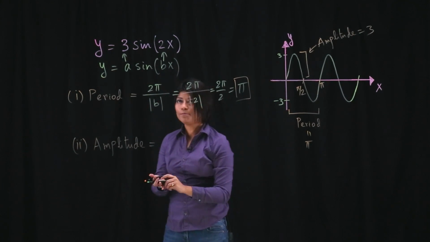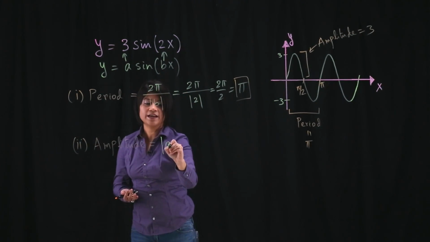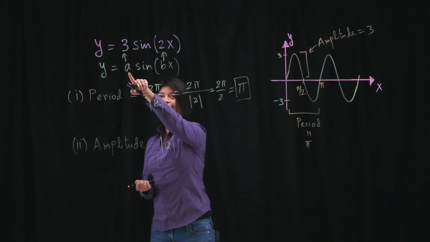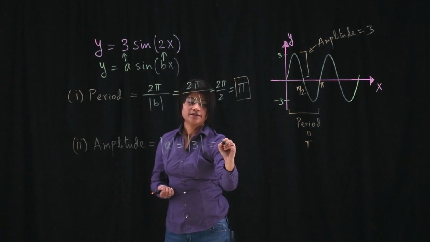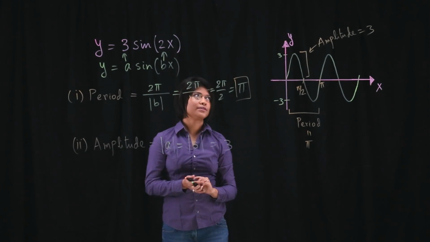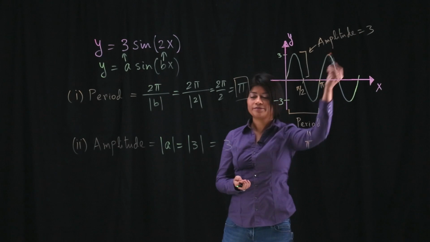It's very simple. Amplitude is just the absolute value of a. What is a? a is 3. So it's absolute 3, and that is equal to 3. And we did get that. Amplitude is 3.